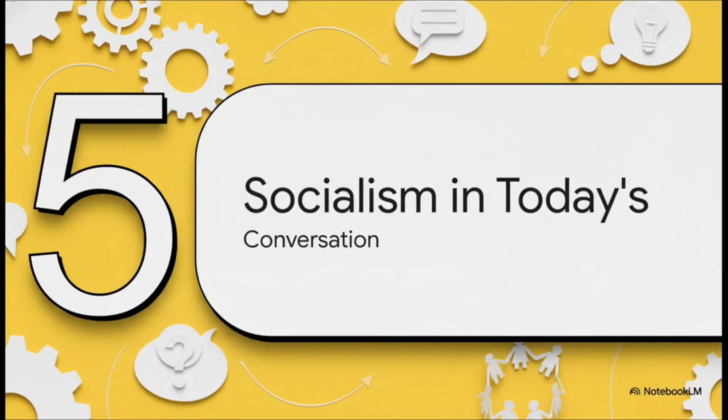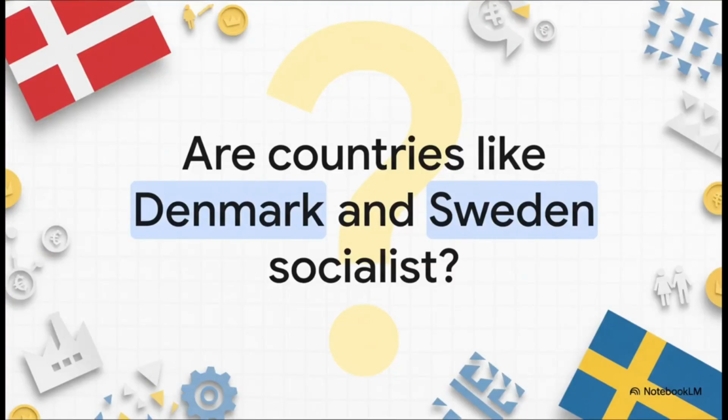Okay, let's jump to today and see how this all connects. Because the modern conversation about socialism often involves a really common point of confusion that's definitely worth clearing up. You hear this all the time, don't you? People will point to Nordic countries like Denmark or Sweden as examples of modern socialism. But is that actually accurate? Let's break down the difference.